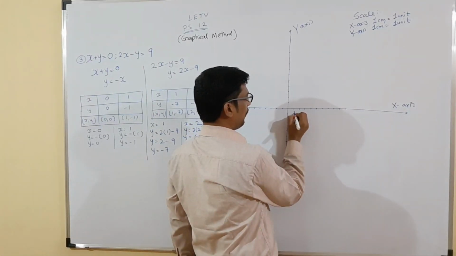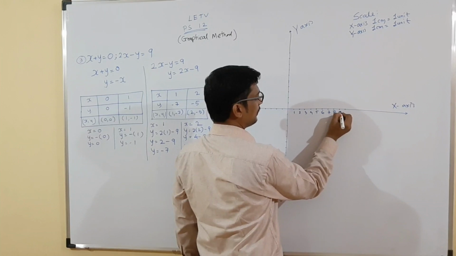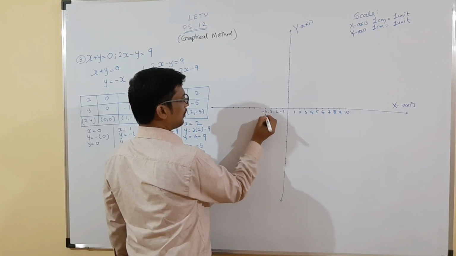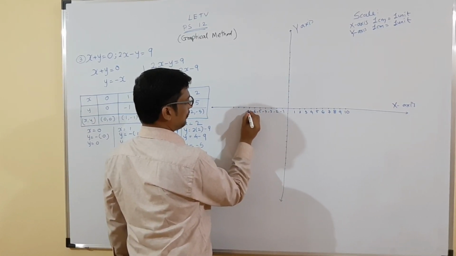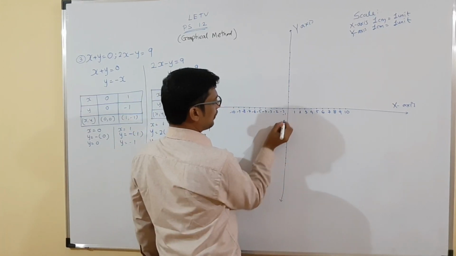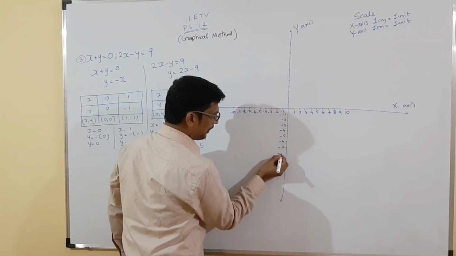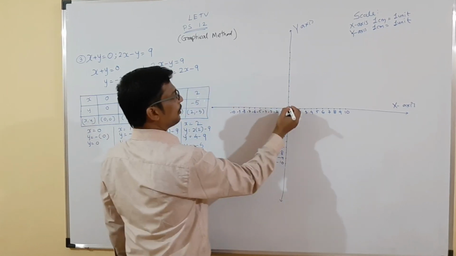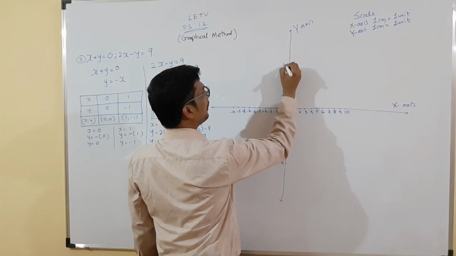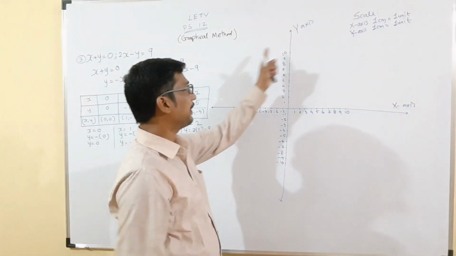So I'm going to write it over here 1, 2, 3, 4, 5, 6, 7, 8, 9, 10. Here it is minus 1, minus 2, minus 3, minus 4, minus 5, minus 6, minus 7, minus 8, minus 9, minus 10. Again over here minus 1, minus 2, minus 3, minus 4, minus 5, minus 6, minus 7, minus 8, minus 9, minus 10. Over here 1, 2, 3, 4, 5, 6, 7, 8, 9, 10. Fine. So I have just calibrated my graph.